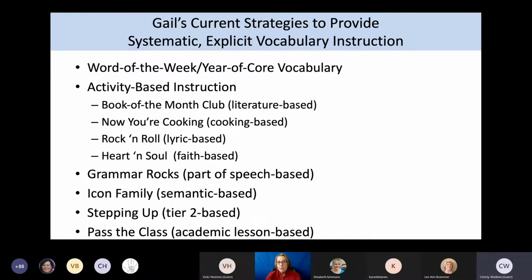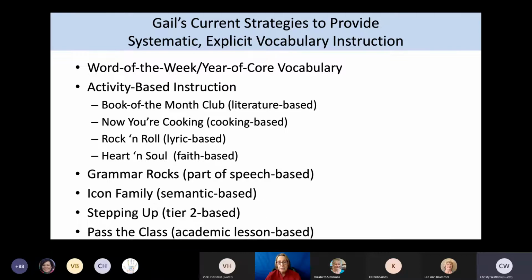My third strategy is Grammar Rocks, where I really am focusing on learning vocabulary based on various different parts of speech. So we would do lessons on pronouns or lessons on prepositions. This is an approach that is the most appropriate and applicable with kids who are using semantic-based AAC systems, such as the Unity program or LAMP Words for Life, because vocabulary is organized around semantic families.